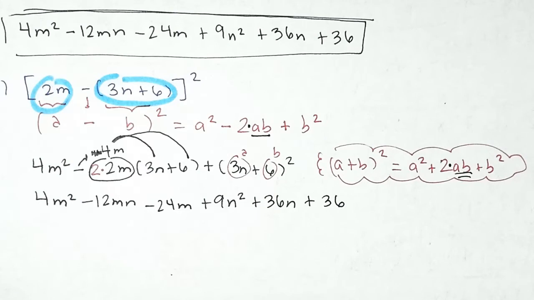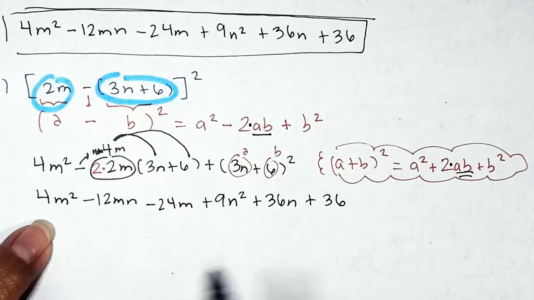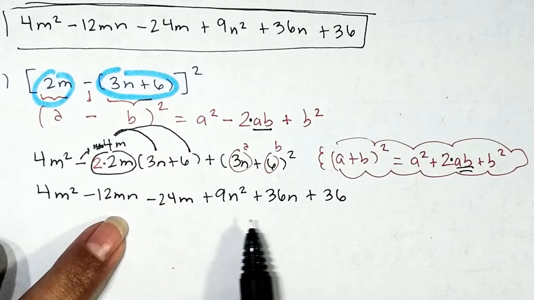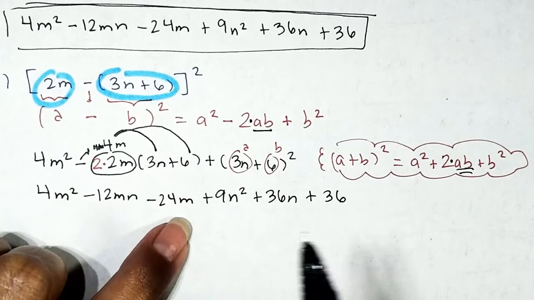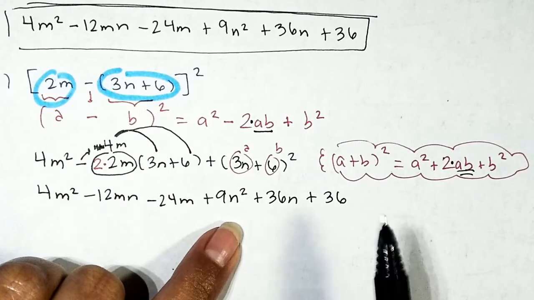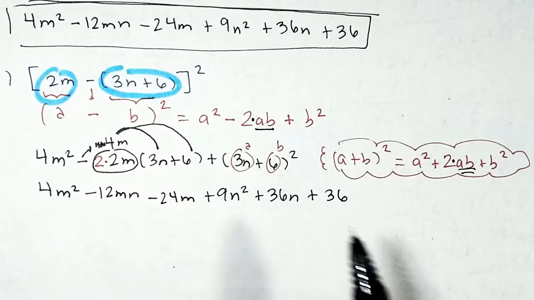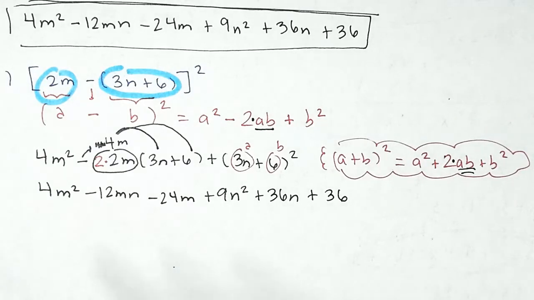Okay, so I think we're good. I don't think there's terms to combine. So m squared, no other m squared. mn, no other mn. Regular m, nope. n squared, I'll say it in Spanish, no. n, I'll say it in English, no. Okay, 36, that's the only constant term. So that's it.